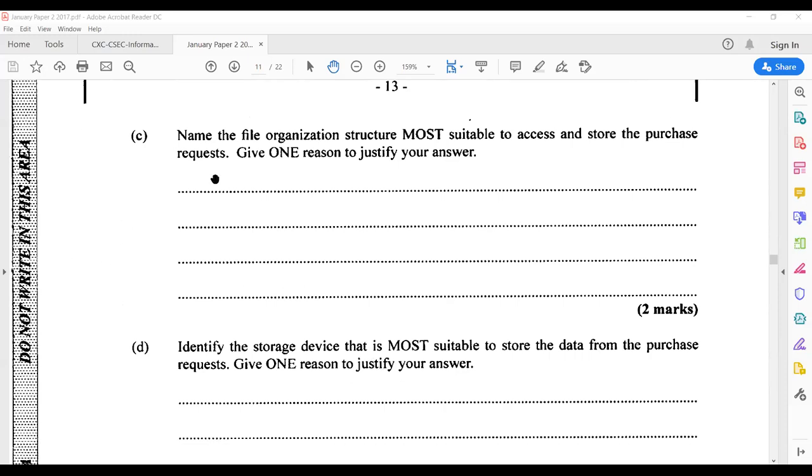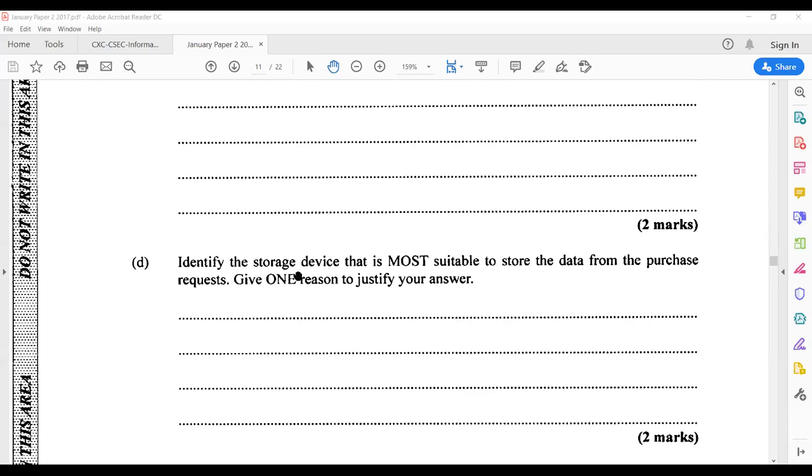Name the file organization structure most suitable to access and store the purchase requests and give one reason to justify your answer. Because in this particular example, they're just entering information and retrieving information, it seems to be a random structure in how they store and retrieve information. In that way, data can be stored and accessed in any order. So there's really no order to it, right?